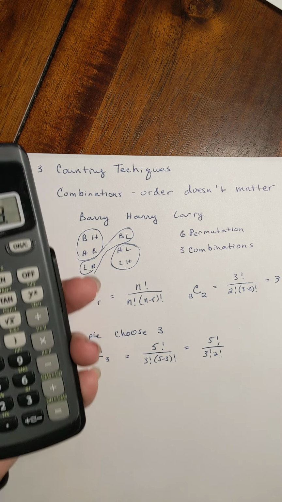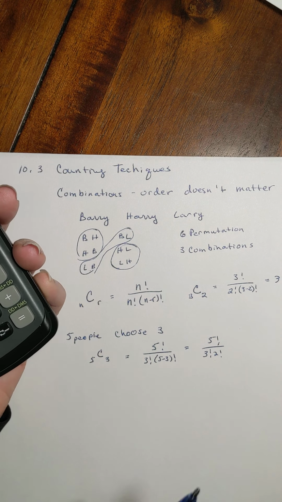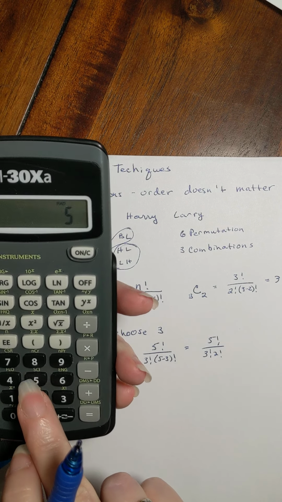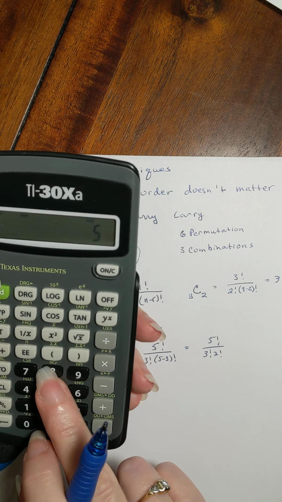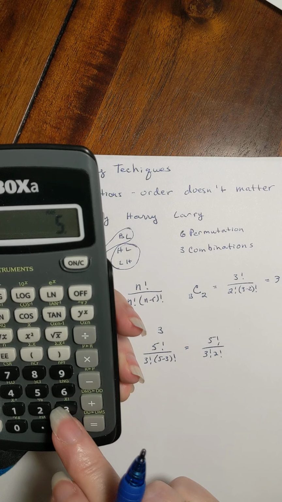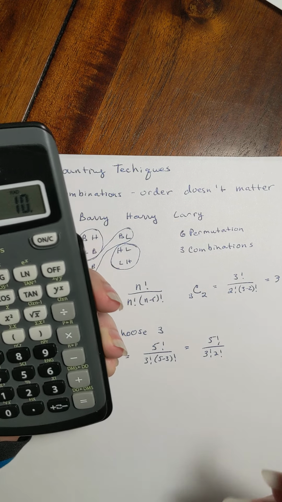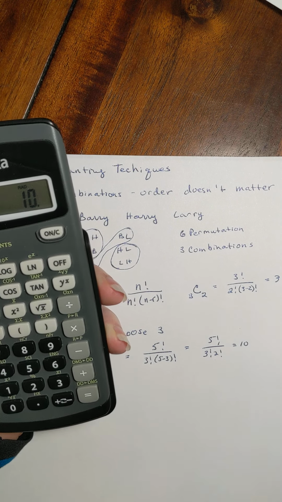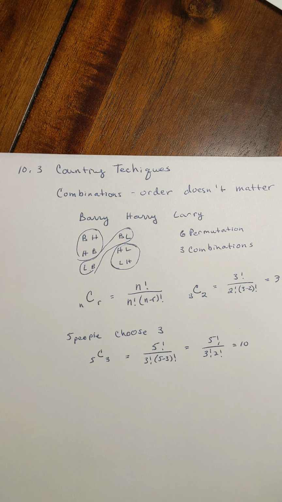And so using my calculator, I'm just going to say 5, second function 8, 3, equals 10. So notice you won't have as many combinations of books or of people as you have permutations. Permutations is always way bigger because you're not dividing by this other number.